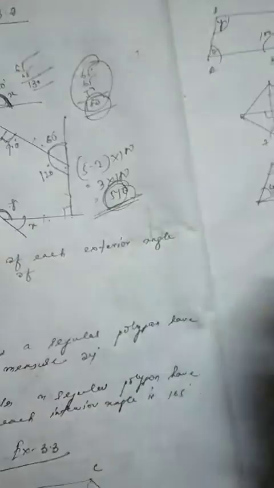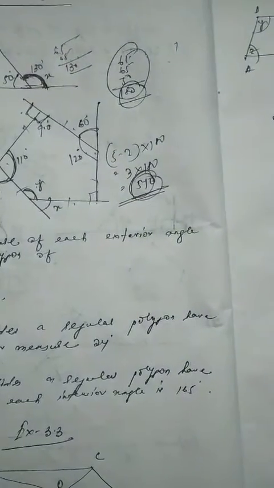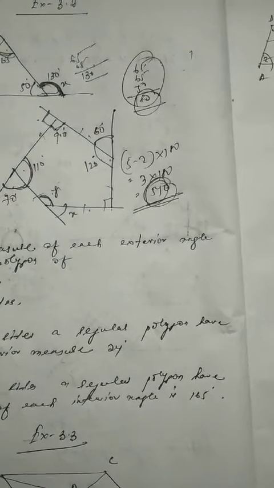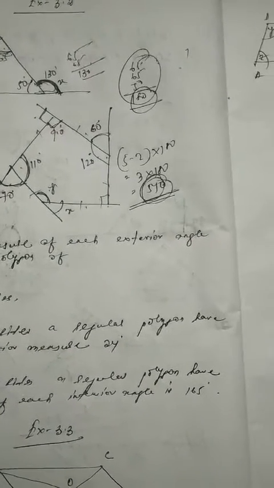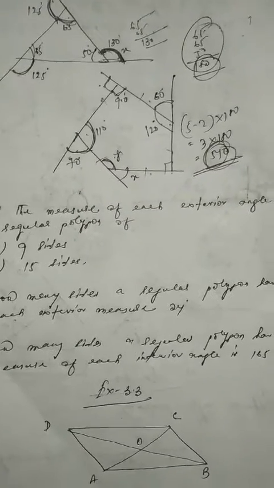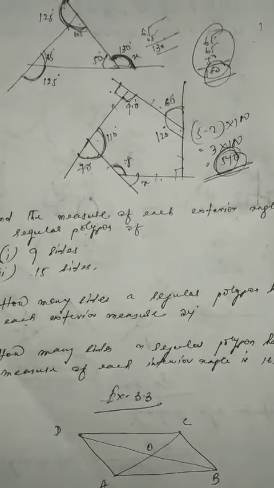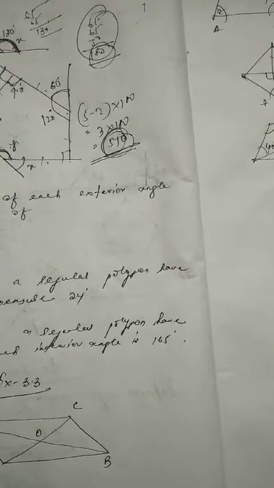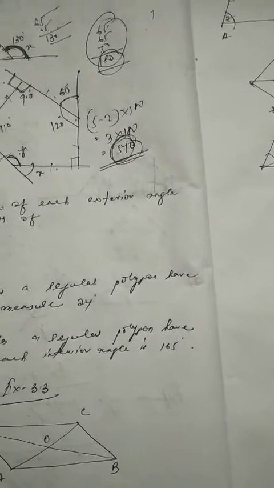From the 540 you can make out this angle. Use a simple process. Now question number 2 is to find the measure of each exterior angle of a regular polygon of 9 sides.